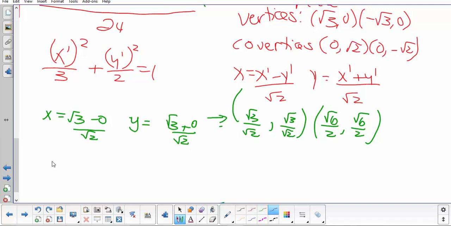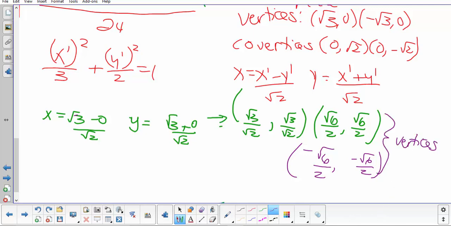Now, the next point we're going to use is the negative root 3 comma 0. Now, if we think about it, the negative root 3 just replaces the root 3 in these two equations. So this and this just get replaced. So the only thing that's going to change is now we have negative root 6 over 2, and this one also becomes a negative root 6 over 2. Okay, so there's two of our points. These are our vertices. Then we need to find our covertices.